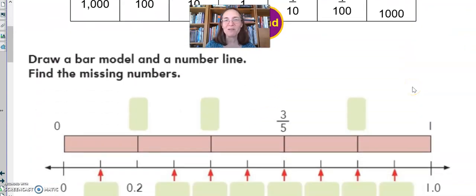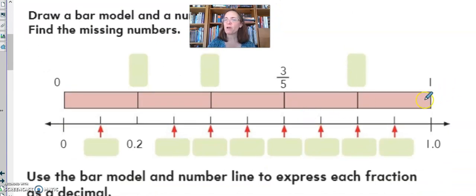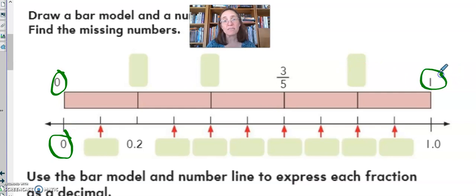Now, of course, they love those number lines in Math in Focus, so we're going to draw a bar model and a number line and find the missing numbers. So the bar model is this pink rectangle here, and the number line is beneath it. You can see that the bar model has been divided up into 1, 2, 3, 4, 5. And notice, please, that it starts at 0 and it ends at 1. It does that on the number line as well. I believe we had a chance, when studying fractions, to see how bar models can be a representation of a number line.